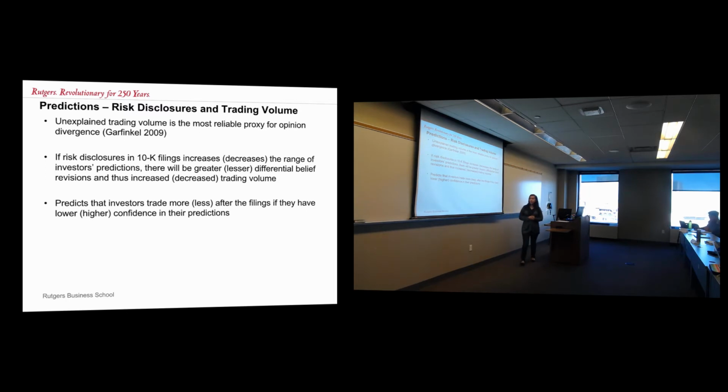Then for trading volume, according to prior literature, unexplained trading volume is the most reliable proxy for opinion divergence. So if risk disclosures in 10-K filings increase the range of investor predictions, there's going to be differential belief revisions, and this is going to lead to more trading volume. And then they also predict that investors trade more after the filings if they have lower confidence in their predictions.